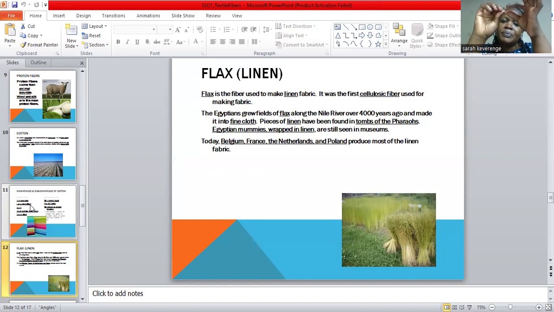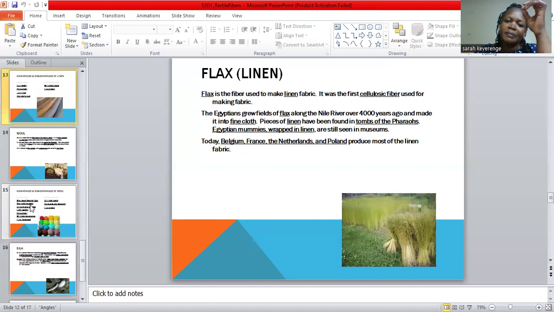It was made mostly in Egypt, in the days of the pharaohs. Pieces of linen have been found in tombs of the pharaohs, and Egyptian mummies wrapped in linen are still seen even in museums, meaning it dates back many years. Today Belgium, France, the Netherlands and Poland produce most of the linen fabric.